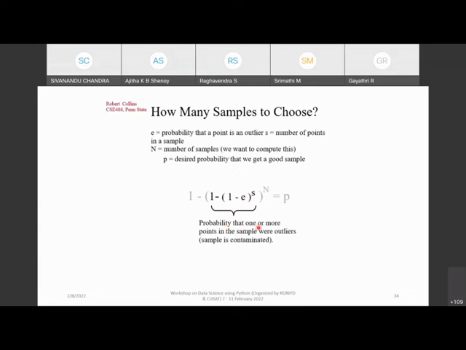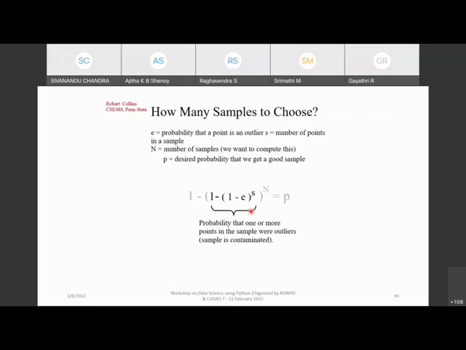Now, the probability that one or more points in the sample were outliers: the probability that all S points are inliers is this one, so 1 minus this will give you the probability that one or more points in the sample were outliers. This is for one single iteration. So in all the iterations, suppose the samples you are taking are contaminated, the probability is (1 minus (1 minus E) raised to S) whole raised to N, because different iterations are independent events.